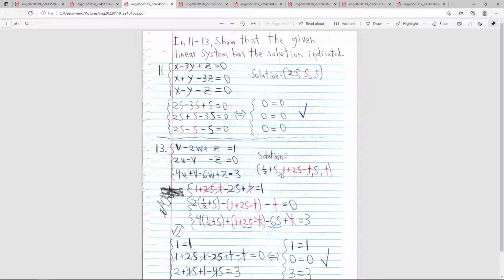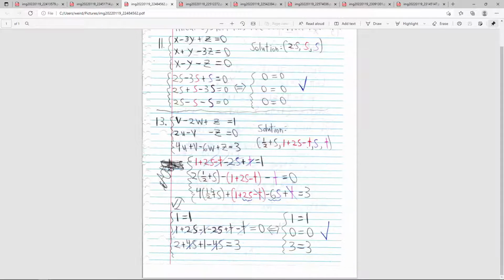Here we're given 1/2 plus s, 1 plus 2s minus t, and s, t. So 4 variables, so we have to plug in. So you plug it in, and then I cancel out as I show here. But it eventually simplifies down to just 1 equals 1, 0 equals 0, and 3 equals 3.